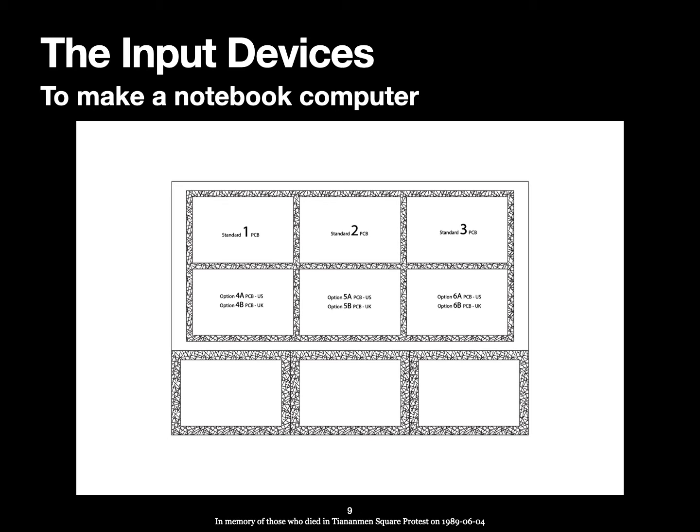The 3 on top are standard for any keyboard configuration. However, there are 2 types of main keyboard configurations out there in the world. One is the US and one is the UK.